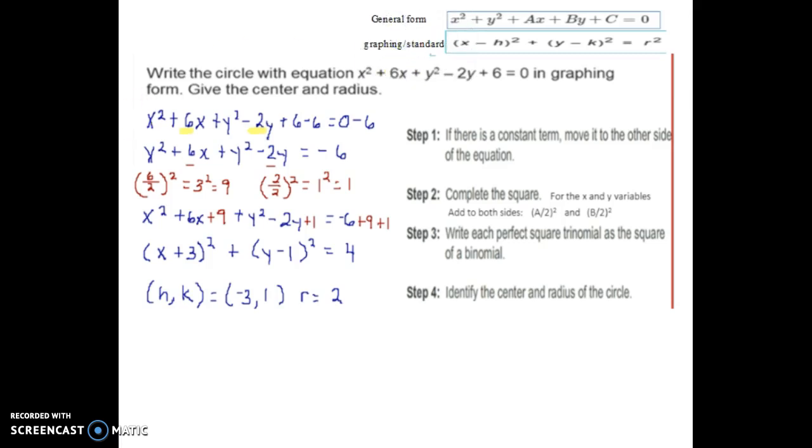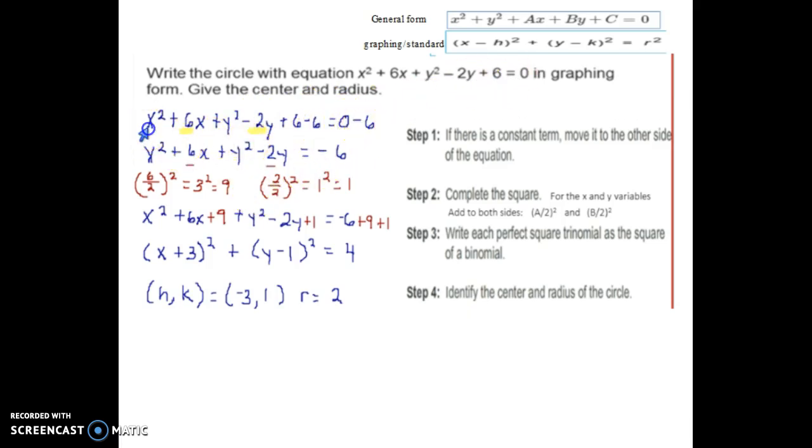And so first, you're given the general form, and you want to get it into the graphing form, because remember, in the graphing form, it's easy to find your center, which is (h, k), and your radius, which is r. So here is our general form. Here are the steps that you're going to follow to get it to graphing form. If there's a constant term, we're going to move it to the other side.